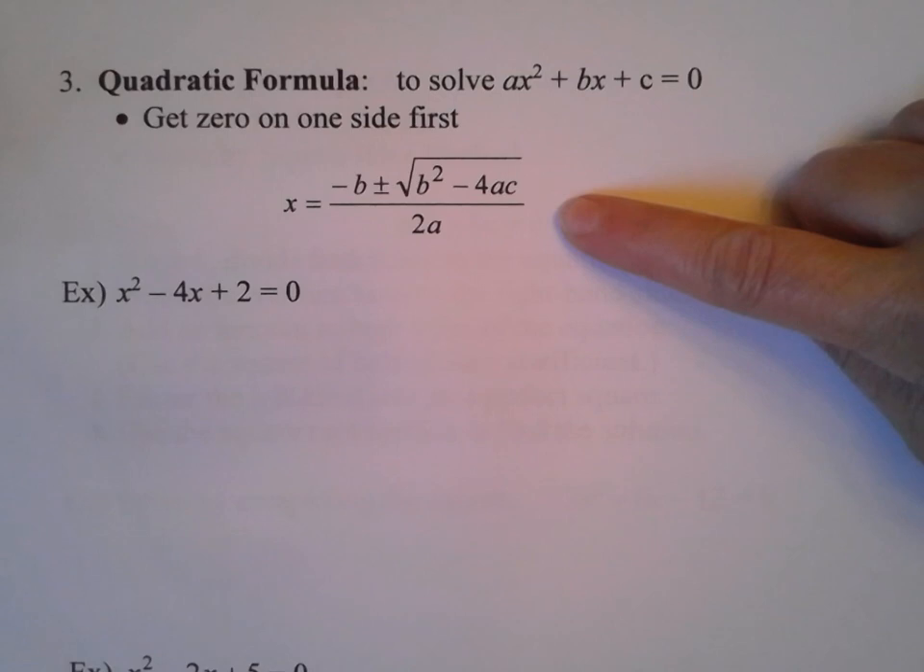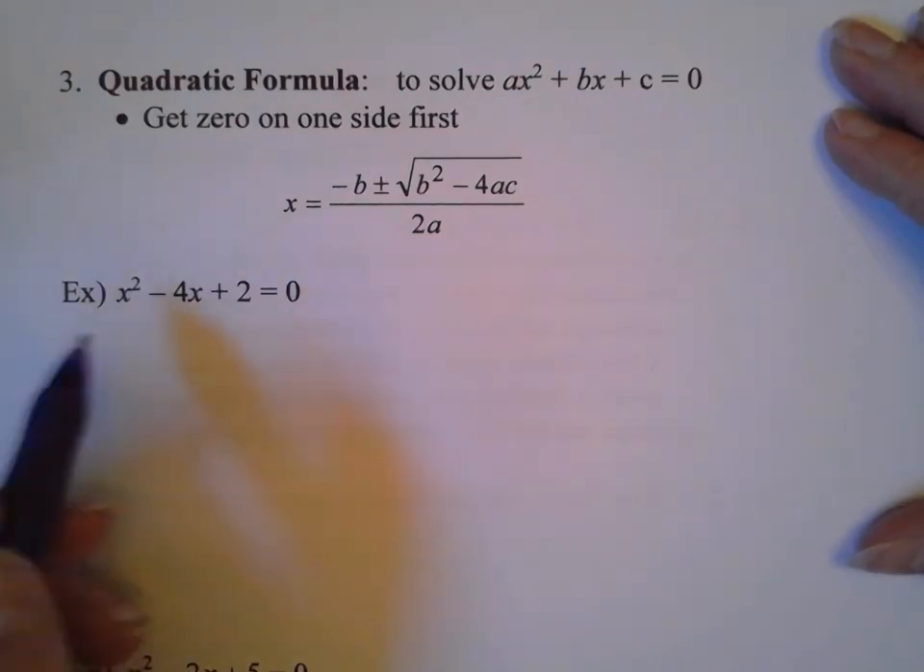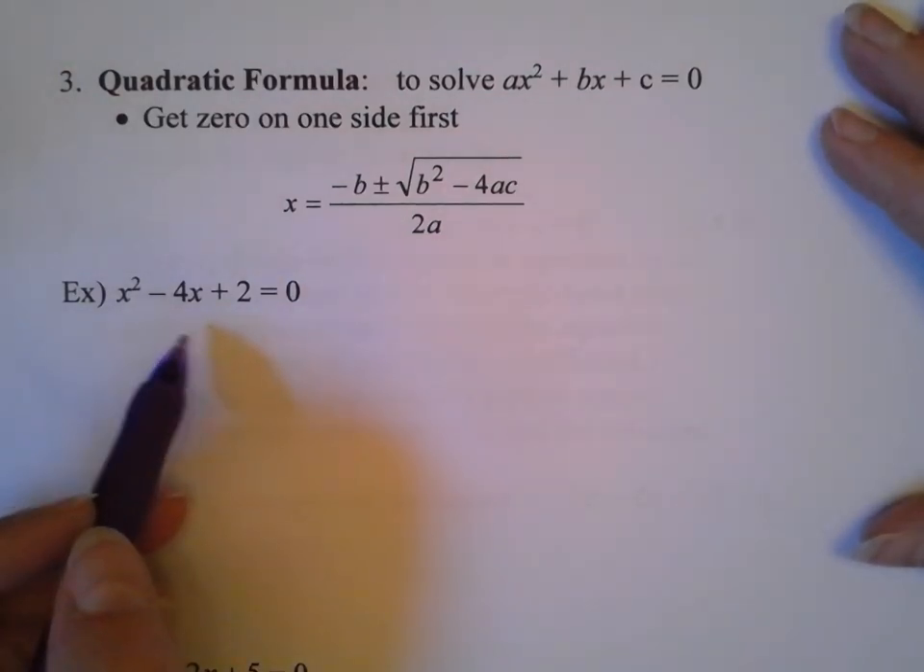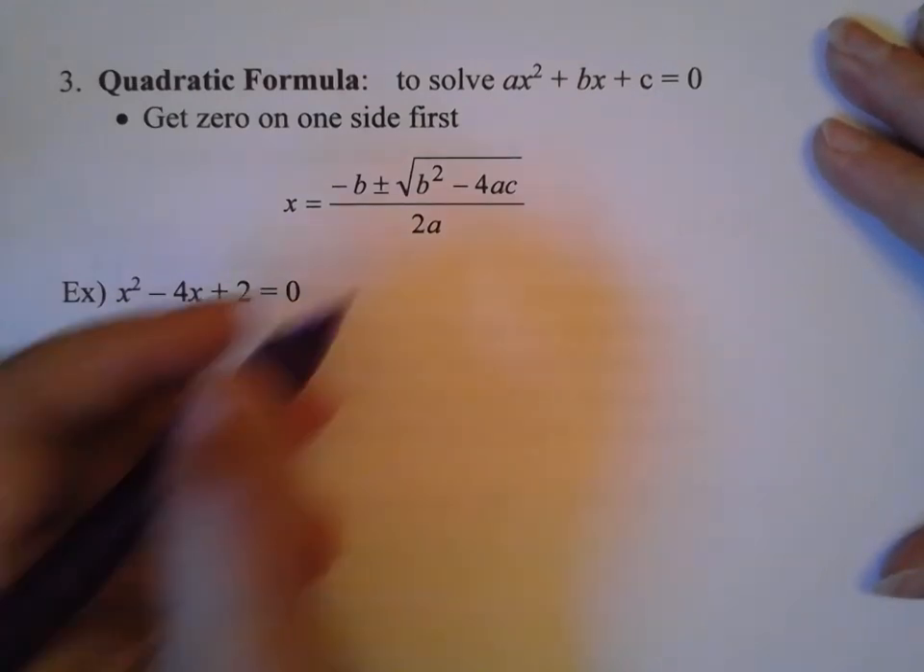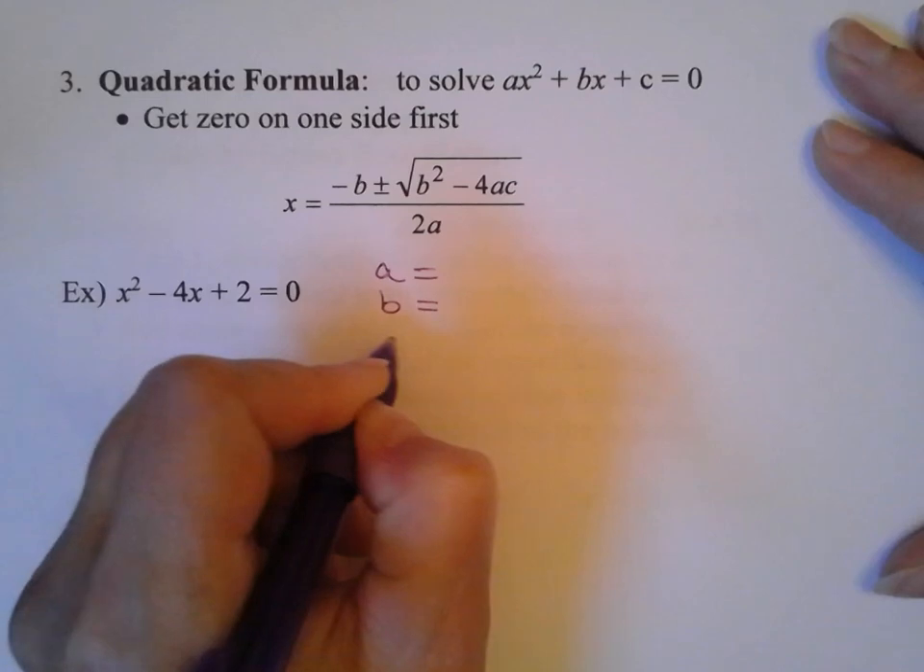Okay, we made reference earlier to the discriminant. This is the part right under the square root, the b squared minus 4ac. The value of that expression can tell you what kind of answers you're going to get. So you're welcome to use that if you want. All right, so let's try it out on this equation. We have x squared minus 4x plus 2. What are the a, b, and c for this example?